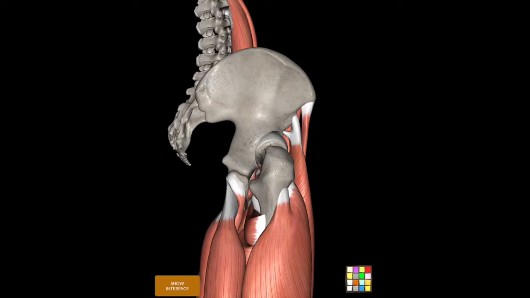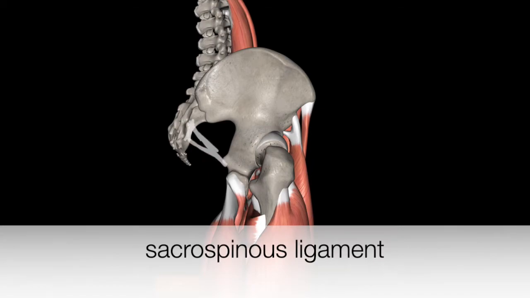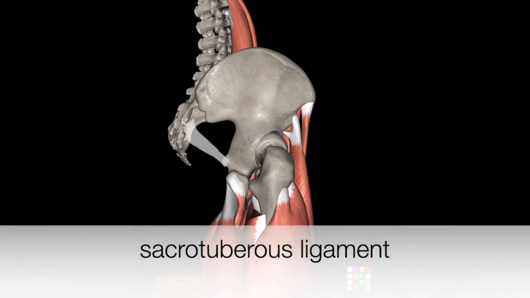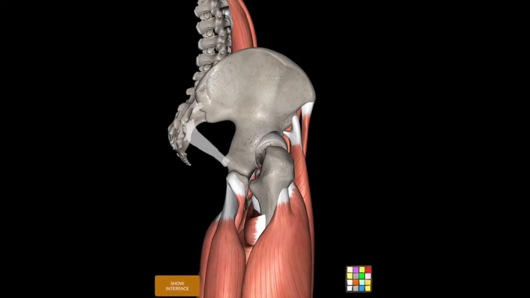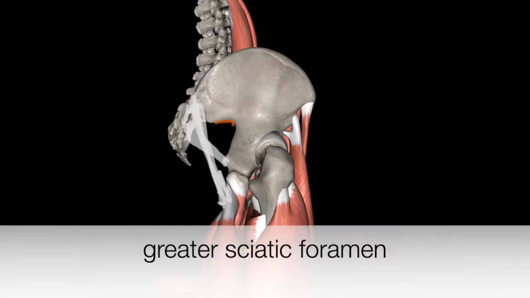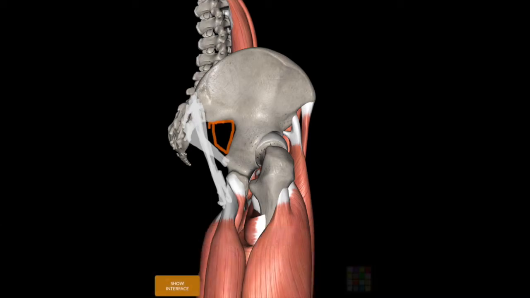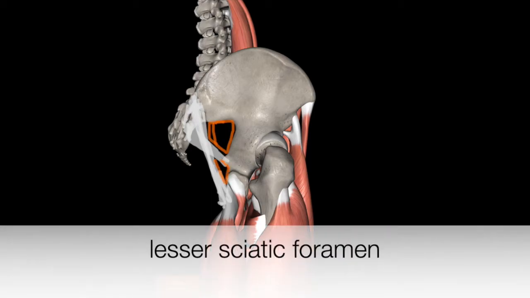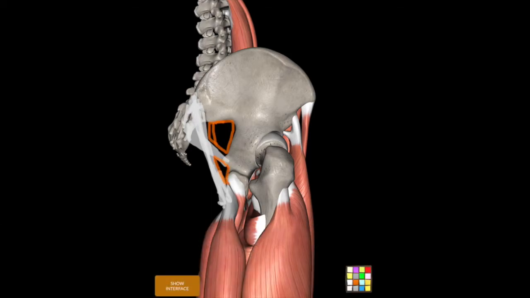We'll start with this lateral view of the gluteal region with all the muscles removed, and we see the gluteal surface of the ala of the ilium. And just draw in the sacrospinous ligament here and the large sacrotuberous ligament here. And these of course define the greater sciatic foramen here, and the lesser sciatic foramen here, which are formed with the ligaments from the greater and lesser sciatic notches.